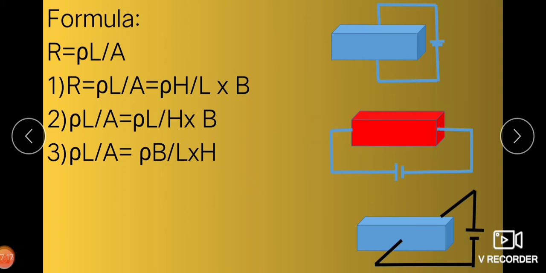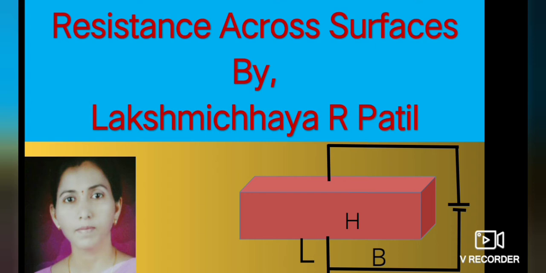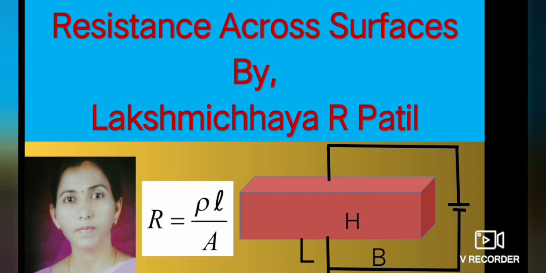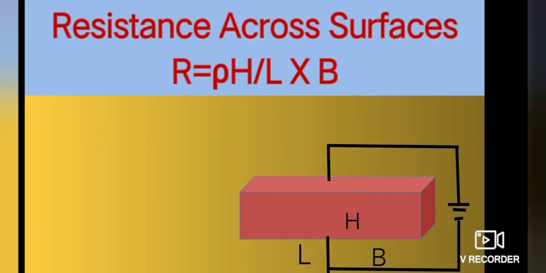These are the challenging ones. Resistance depends upon the length and area. We use the direct formula for simple examples. R is equal to rho L upon A, where rho is the specific resistance, L is the length and A is the area of cross section. But challenging questions are constructed by twisting the questions to test your knowledge.